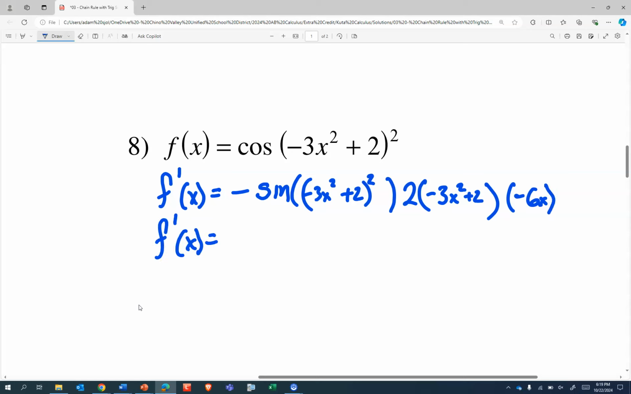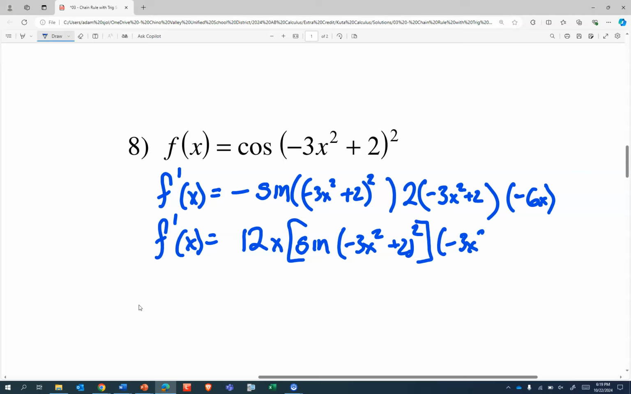Does that clean up much? So I think I'm going to do the negative on the 6x and the negative sine, and we'll just write that as 12x sine of negative 3x squared plus 2, squared. Oh, I should put that at the end. Okay. And then times negative 3x squared plus 2. My brain, I guess, had that inside of a sine or cosine. Cool. Let me know if that helps.